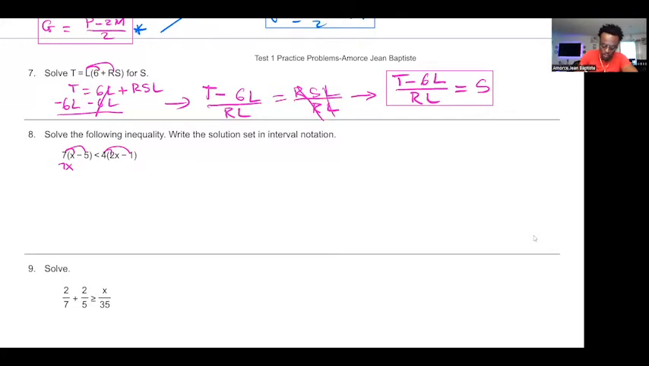7x minus 35 less than 8x minus 4. Now let's regroup the like terms. I always like to subtract. I always like to move the smaller term because I want to preserve the positive sign if possible.